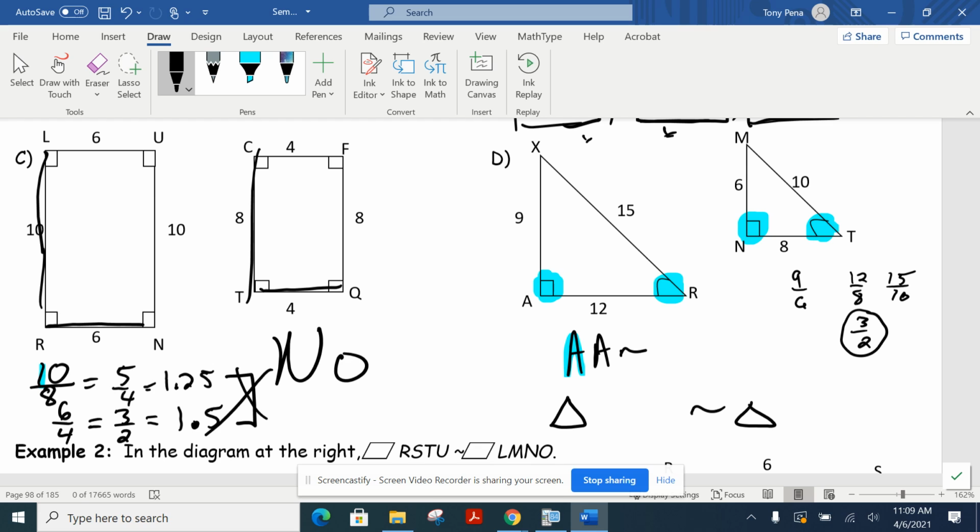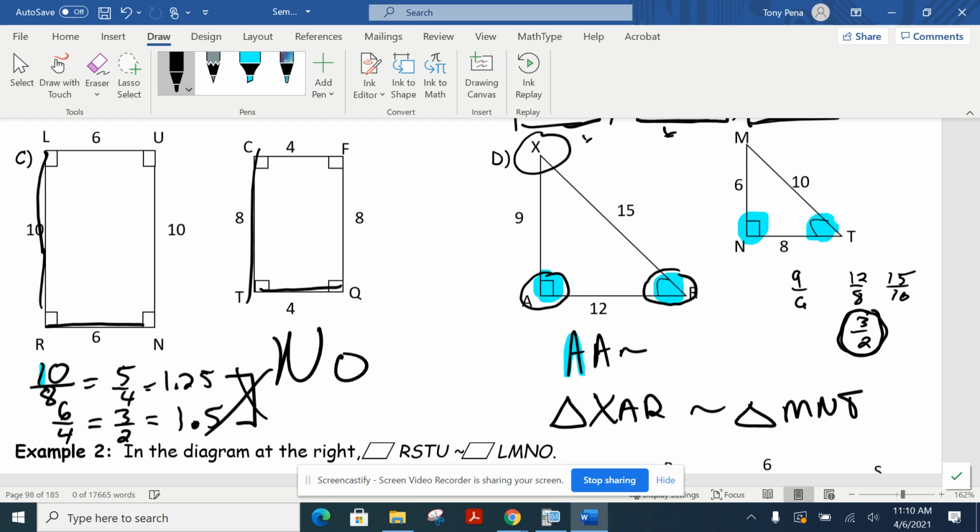All right, Ahmad, what have you got? All right, so Ahmad went X, A, R. So he went the unmarked angle to the 90-degree angle to this marked angle. So over here, that would look like what, Ahmad? Good, M and T. All right.